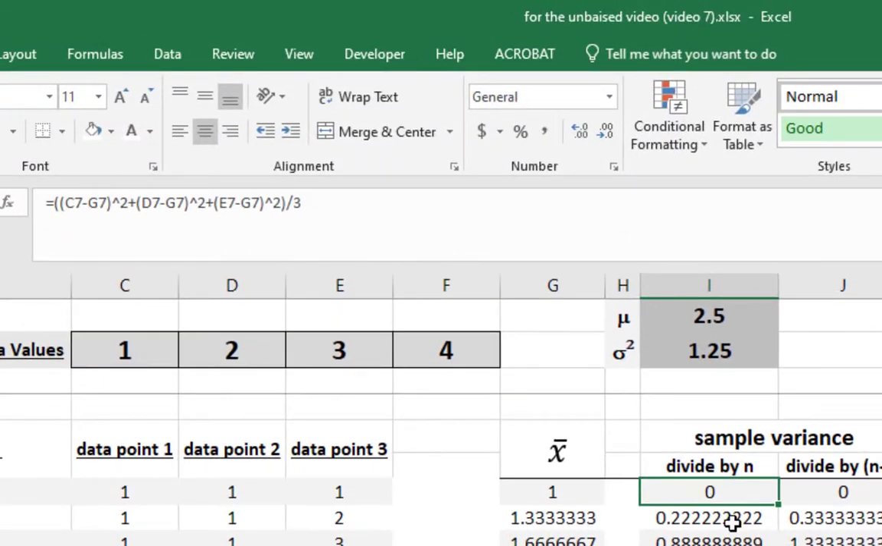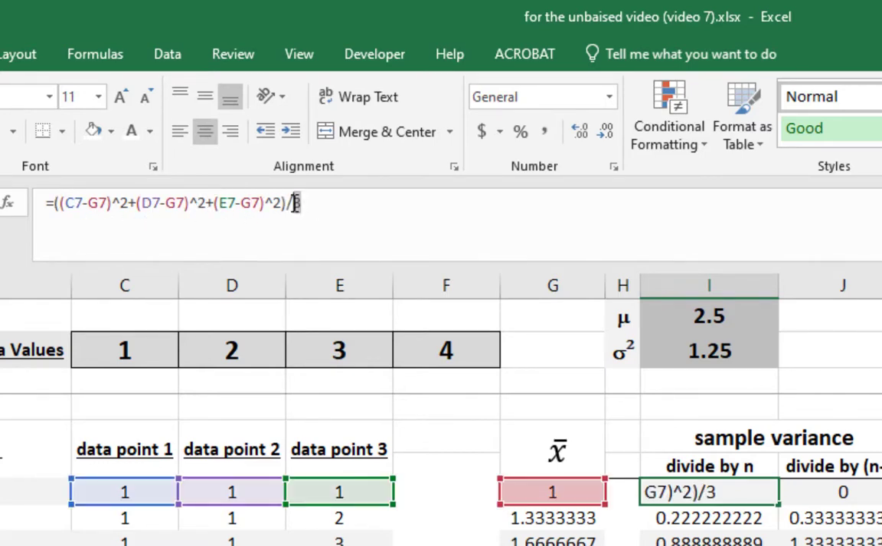So in this column here, in column I, what I did was I literally did, and you can see the formula up here, I took each of the data points, subtracted the average from each one, squared the differences, added them up, and divided by 3. So again, it's the same thing we did on the board in the first few videos today, except I'm doing it in Excel, dividing by 3 instead of dividing by 3 minus 1, which was the formula in the sample variance that we talked about.